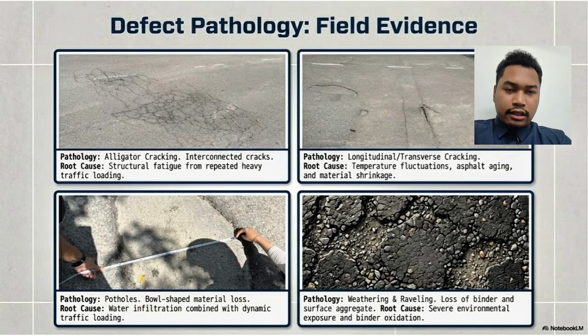Second, longitudinal and transverse cracking caused by temperature fluctuation and asphalt aging. Third, potholes, bowl-shaped material loss due to water infiltration combined with dynamic traffic load. Fourth, weathering and raveling, the loss of binder and aggregate due to environmental exposure and oxidation. Identifying this pathology helps us understand the exact root cause of the pavement failure.